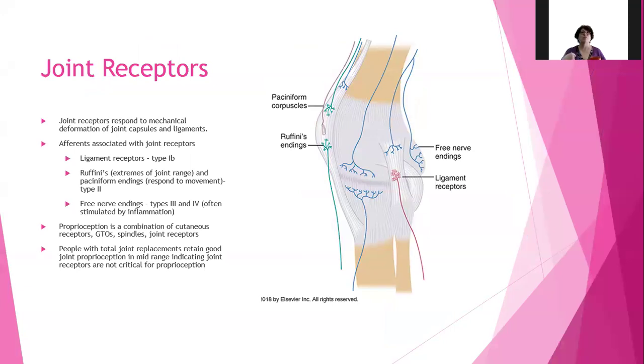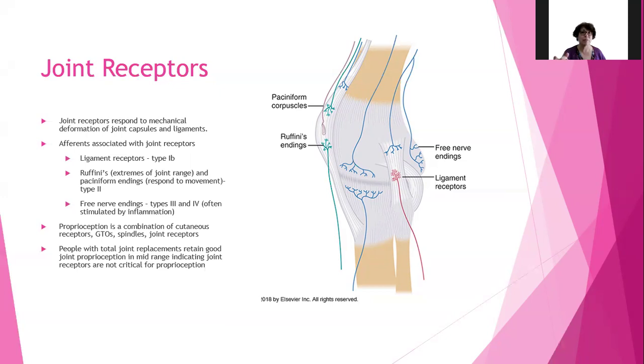Joint receptors respond to mechanical deformation of joint capsules and ligaments. So when you get a total hip or total knee replacement, they spare the joint capsule. They cut it open and put the replacement joint in and then sew it back together. So you still have those nerve endings, which is why you can still have good balance and proprioception after a joint replacement.